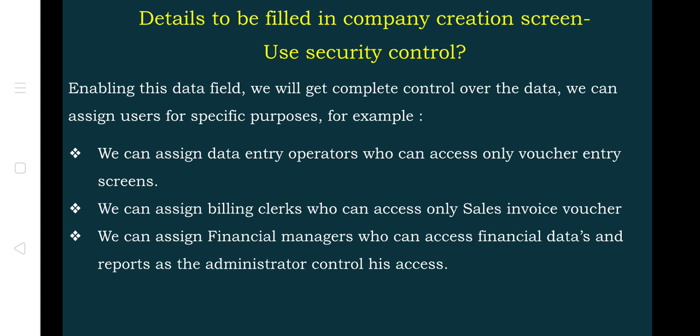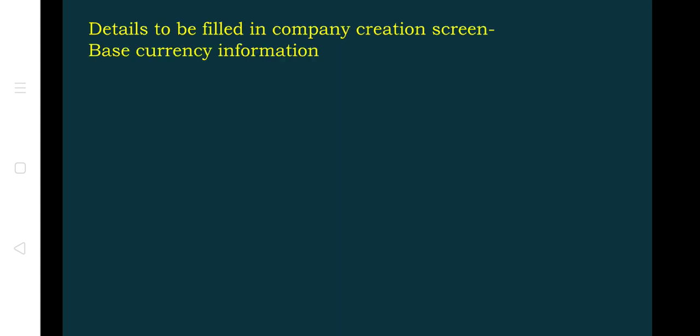So the data should be very secure. It is very important for a company. Different data lies in different places, so different users can be given different accesses for the data to be secured. This is the main security control a company should have.